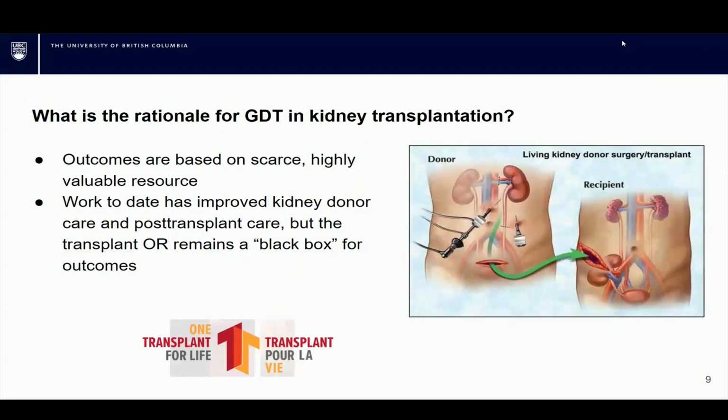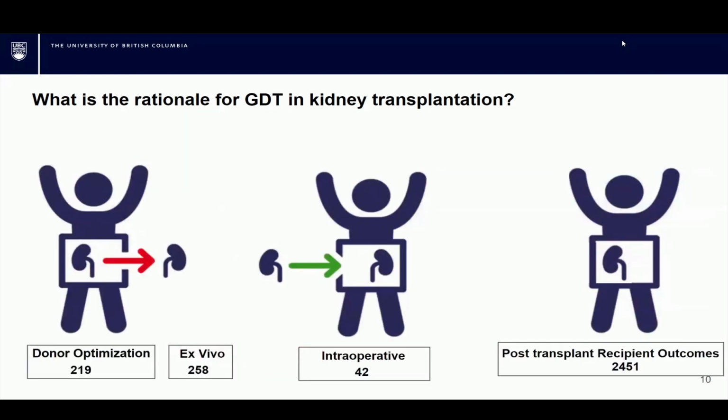Why would we go through the process of looking at GDT in transplantation? Well, whenever you hear a presentation about transplant, you always hear that demand always outstrips supply, and therefore every donor organ is a valuable resource. And over the years, the transplant community has done a really good job in terms of optimizing how we manage the deceased or living donor. The numbers at the bottom of these figures indicate the number of publications over the past 20 years related to outcomes from, say, donor optimization.